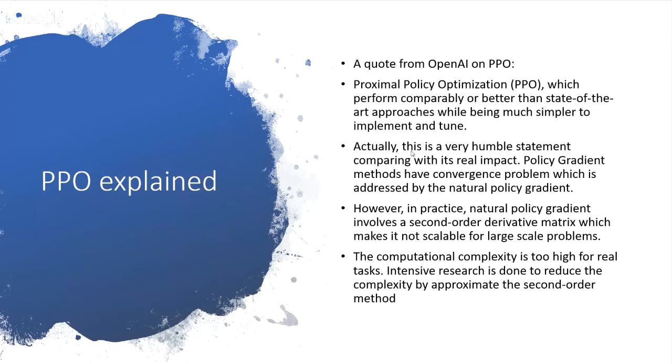PPO explained. So a quote from OpenAI on PPO: Proximal policy optimization, which performs comparably or better than state-of-the-art approaches while being much simpler to implement and tune. Actually, I would say this statement is comparing with the real impact. Policy gradient methods have convergent performance, which is addressed by the natural policy gradient. However, in practice, natural policy gradient involves a second-order derivative matrix, which makes it not scalable for large-scale problems. The computational complexity is too high for real tasks. Intense research is done to reduce the complexity by approximate second-order method.